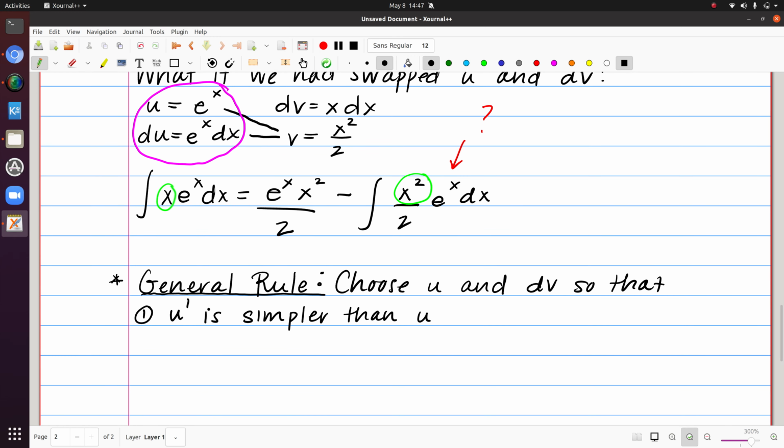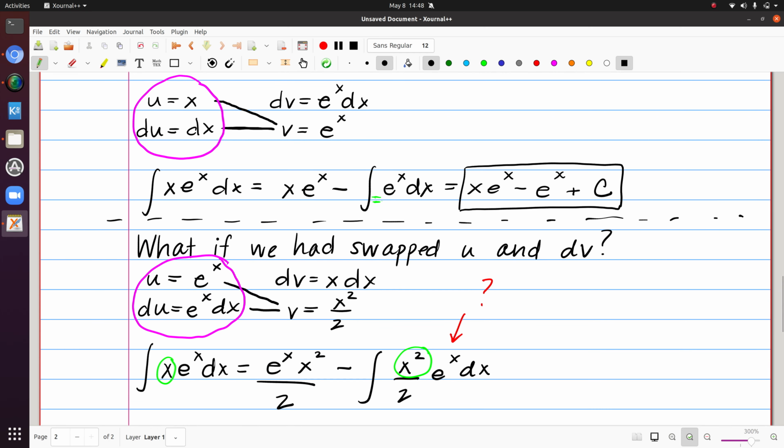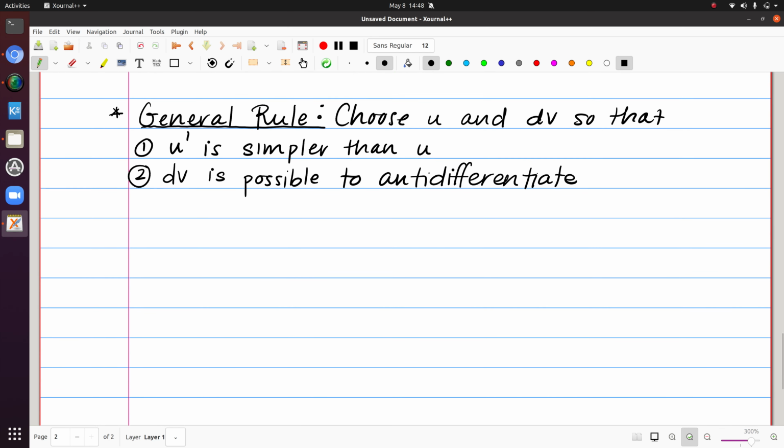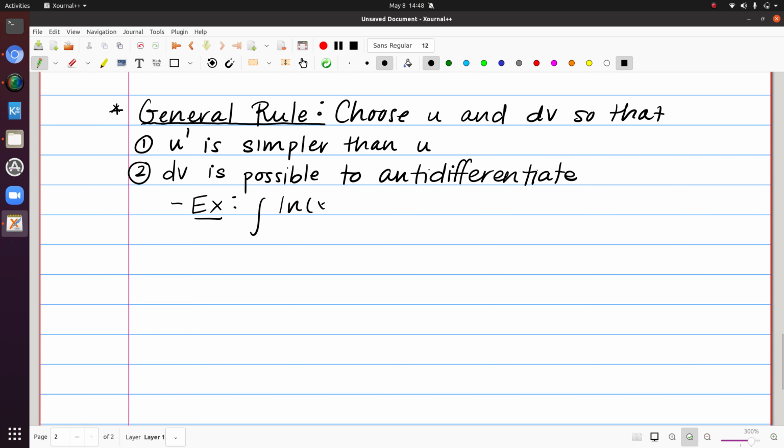The second general rule, which really didn't come into play in this example, is that we want to choose dv so that it's possible to anti-differentiate. So in this case, choosing dv to be e to the x or being x, that wasn't a problem. I won't go into it now, but an example that we're going to look at in class is the integral of natural log of x.